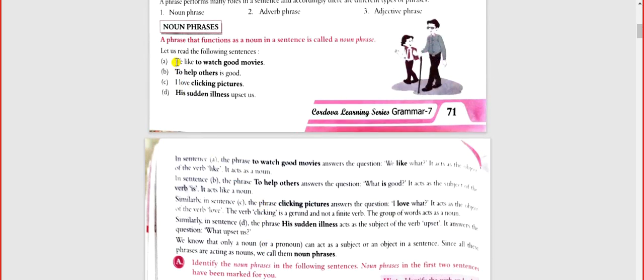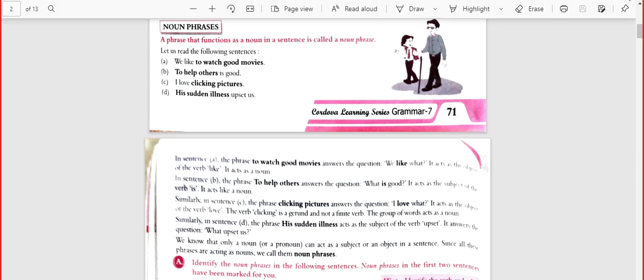I told you, beta, that in any sentence when a verb is used, what is the verb here? Like. Can you see the screen? Is the screen visible to you, Tanmay? Yes, ma'am. So in the first sentence, like is the verb. What is the action going on? Who is the subject in this sentence, Tanmay?